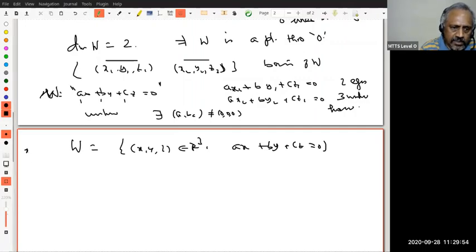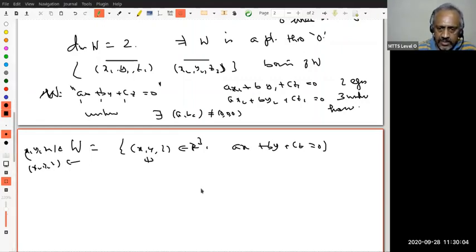Now what I know is x1, y1, z1 belong to this, x2, y2, z2 belong to this as well as to this. They belong to this. You understand this? Right. Okay. Now any vector in W, call it something like alpha, beta, gamma, which is in W, right? That is going to be a linear combination of x1, y1, z1 and x2, y2, z2.